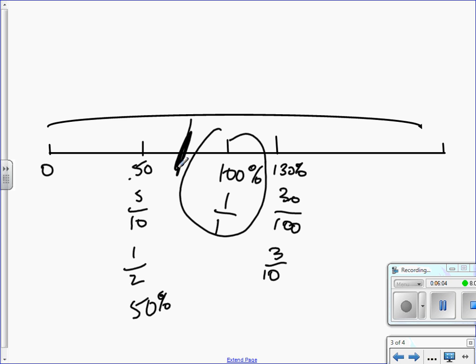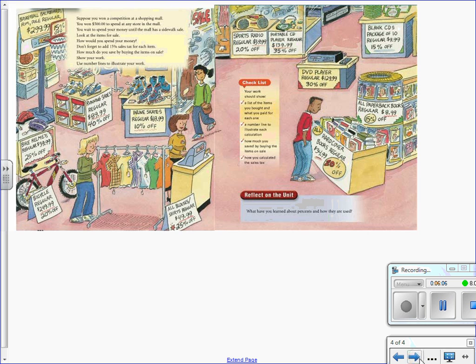Which leads me to what we're going to do tomorrow. This is it, okay? This is a mall, and I'm going to read this part up to you, just so you get an idea of what exactly we're doing. Suppose you won a competition at a shopping mall, Bramalea City Centre, whatever, and you won $500 to spend at any store in the mall. And you're smart about it, right? You wait to spend your money until the mall has a sidewalk sale.